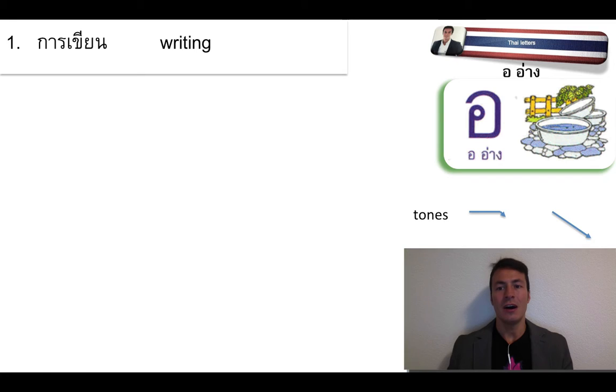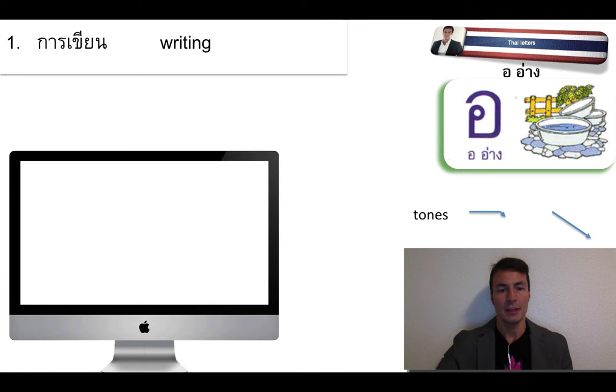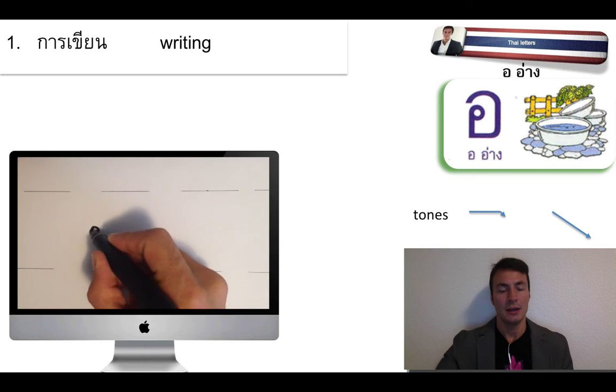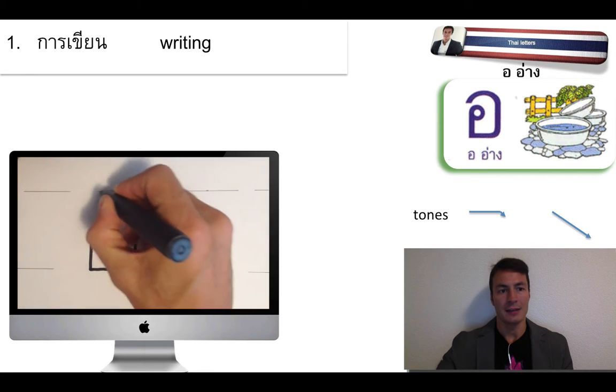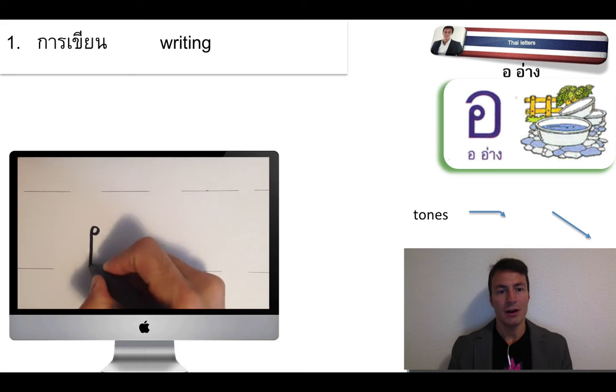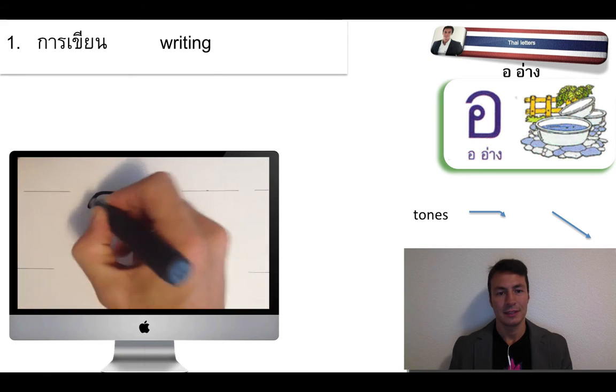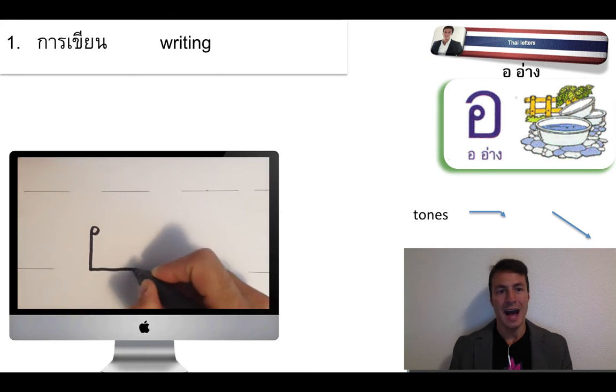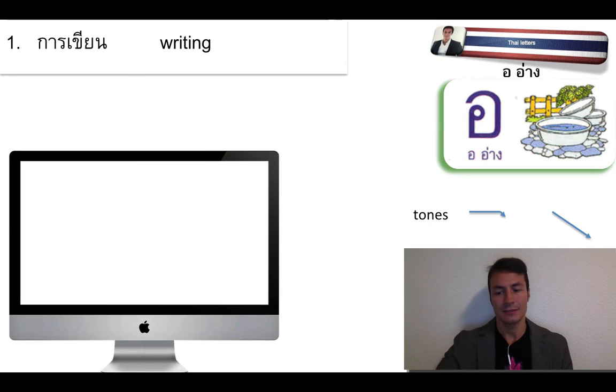Ang, ang. Okay, this is how you write the consonant when you use a pen instead of typing on a computer. Ang, ang, ang. Excellent. You can practice this on your own and then keep watching the lesson.